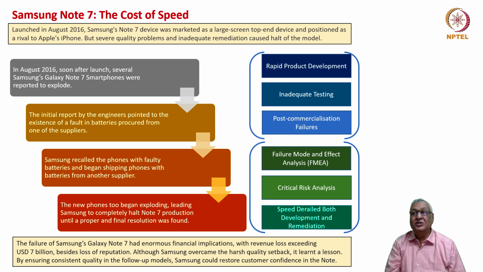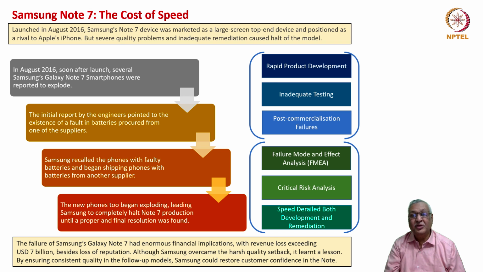It was seen as a large screen top-end device and was positioned as a rival to Apple's iPhone. However, severe quality problems and inadequate remediation of those problems caused a halt of the model. In August 2016, soon after the launch, several Note 7 smartphones were reported to explode.